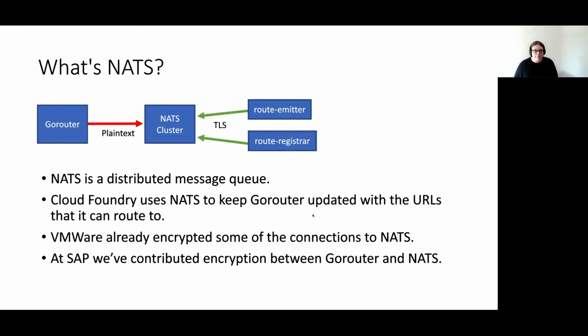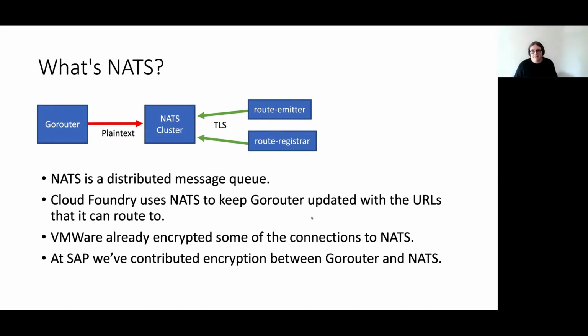So where we come into the picture is something called NATs. It's a distributed message queue used within Cloud Foundry. In particular, it's used to keep the routing working, to tell GoRouter which URLs can be routed into Cloud Foundry. So when you run a new app or a new component, GoRouter knows that it can forward traffic to it. And the list of those routes is passed through this NATs component.